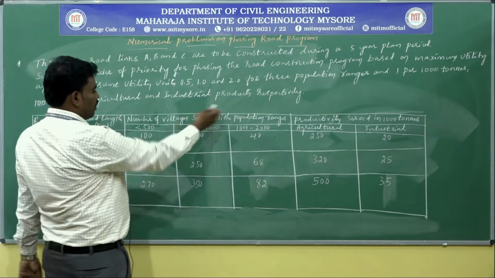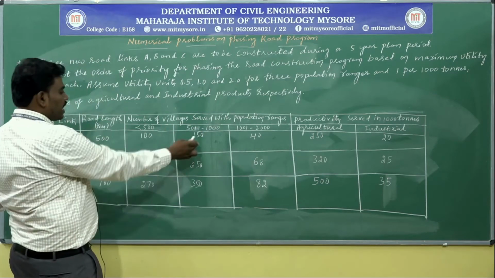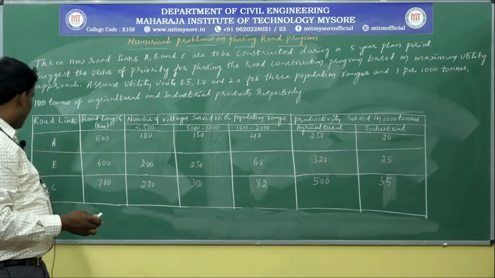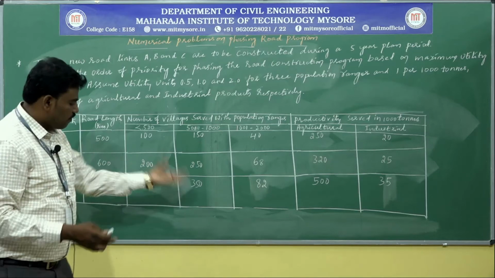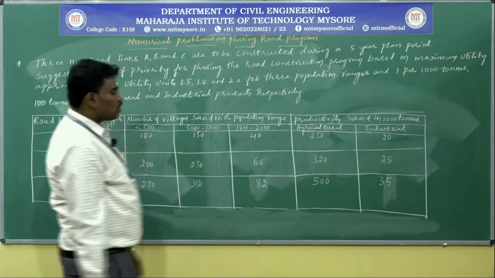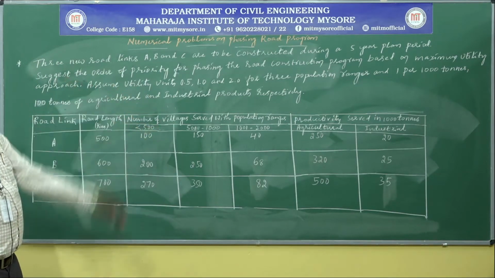Okay, and for the population range of 501 to 1000, road link A has 150 villages, road link B 250 villages, and road link C 350 villages. Similarly, for the population range 1001 to 2000 it is 40, 68, 82 respectively.